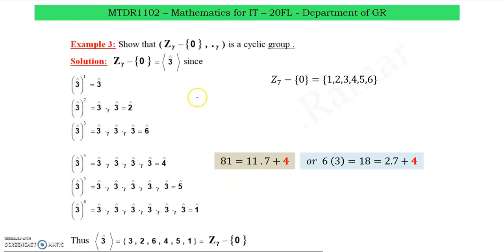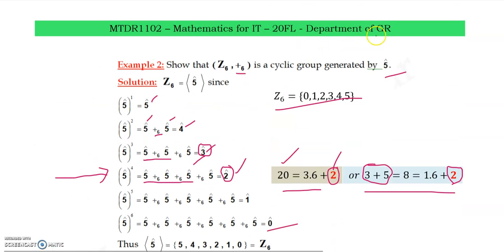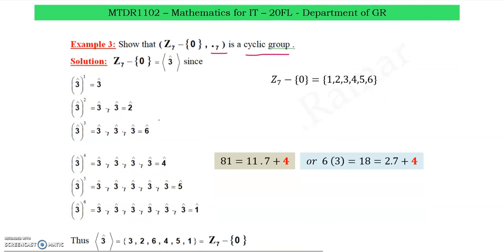In a similar way we can prove that Z7 minus 0 with multiplication modulo 7 is a cyclic group. Here the binary operation is multiplication modulo 7. In the question they say to show this, but they have not given the element. See, no element is given. In the previous example, the element was given, so you took 5 and worked with it, but here the element is not given.